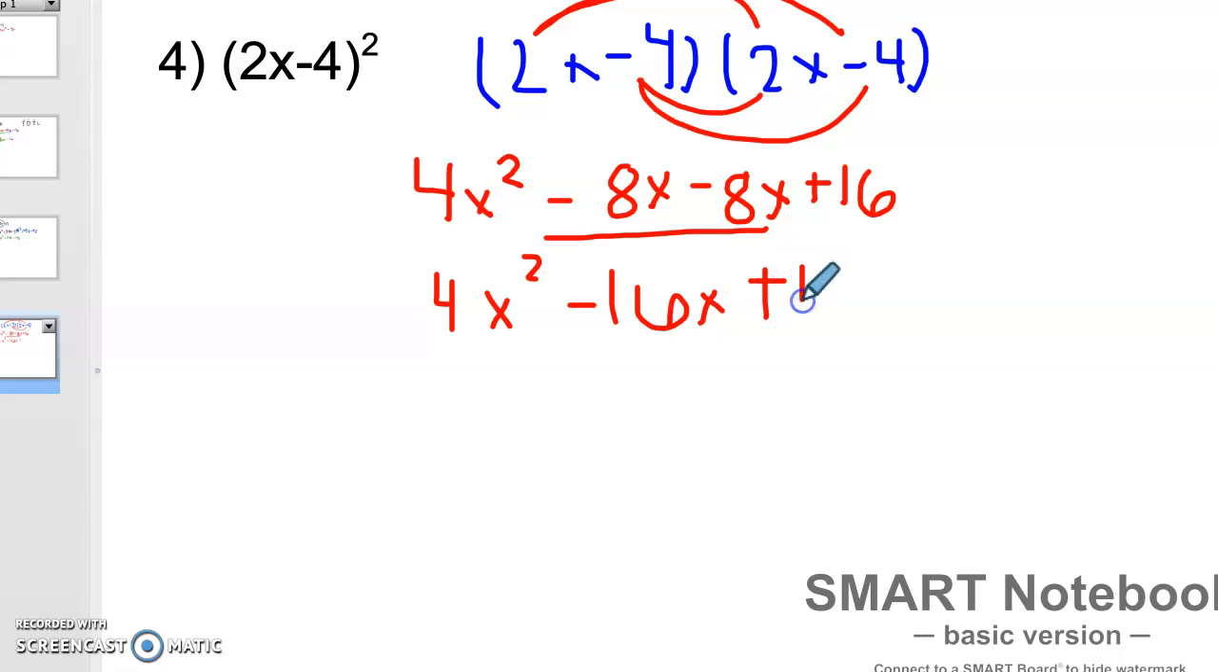If anyone remembers the trick that we talked about, you square the first term, so 2x squared is 4x squared. Square the last term, negative 4 times negative 4 is positive 16. And then to get the middle term, multiply 2x times negative 4, which is negative 8x, and double it, negative 16x. Do not use the trick if it does not help you or you do not understand it. Just remember to FOIL and always rewrite the expression first and then go into FOILing.